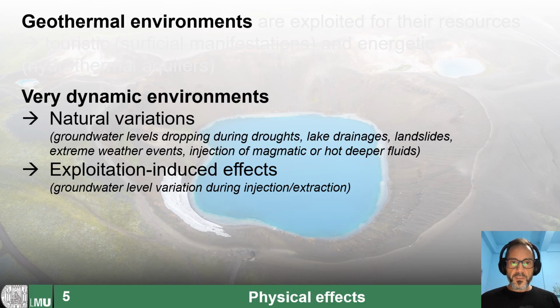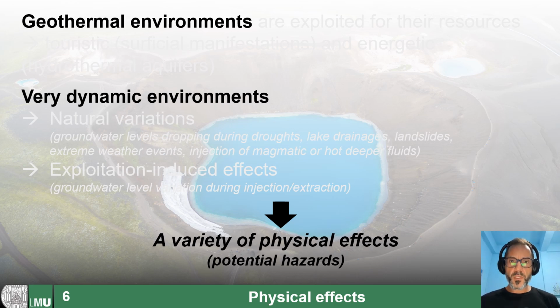Concerning the temperature changes, these are mostly due to the injection of magmatic or hot deeper fluids, which can lead to a rapid increase in temperature all around geothermal areas. Human activities such as injection and extraction in geothermal power plants can also cause changes, for instance, in the aquifer pressure. Modern companies monitor and manage this process to avoid significant impacts, like in the past where uncontrolled operation often caused hazardous physical changes and damage.